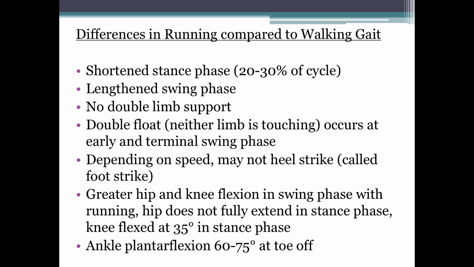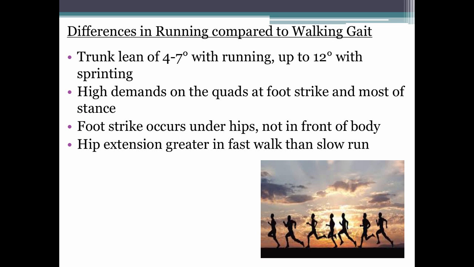So you have greater hip and knee flexion in swing phase with running, and the hip does not fully extend in stance phase. And then you got a whole lot more knee flexion in stance phase. You have 35 degrees instead of the 15 with walking. And then you have much more plantar flexion. So remember, you had 20 degrees at toe off with walking. You have 60 to 75 with running.